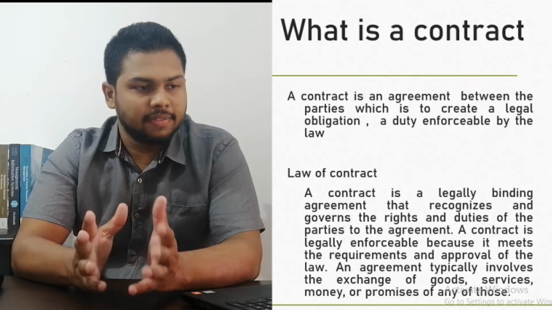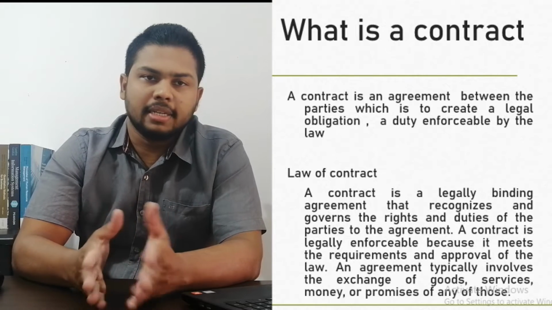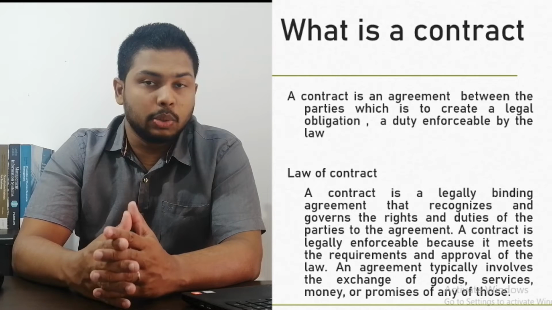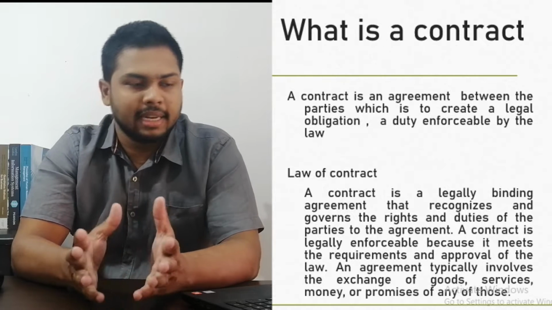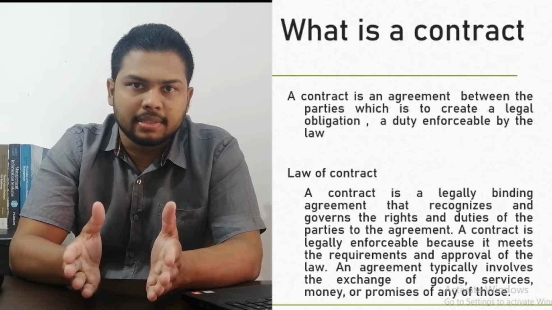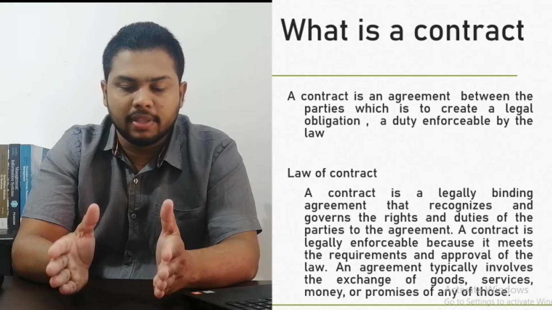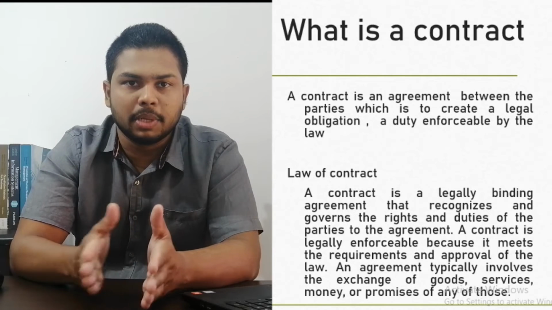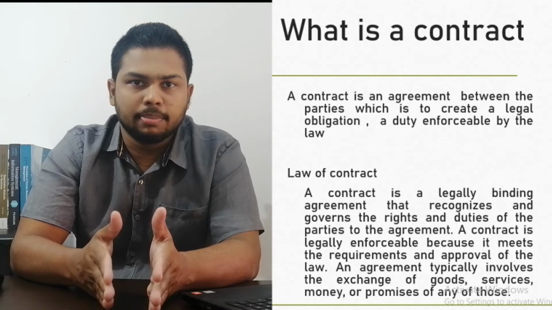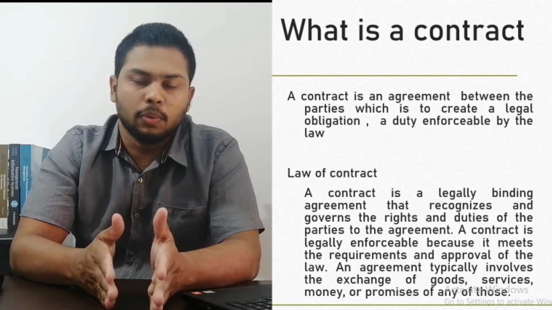So as a definition, we can say a contract is an agreement between the parties which is to create a legal obligation, a duty enforceable by the law. So it's clear now, a contract is an agreement between two or more parties, right? So two or more parties are involved and they have a sort of mutual agreement between them, which is legally enforceable by the law of courts, or let's say the court of law.